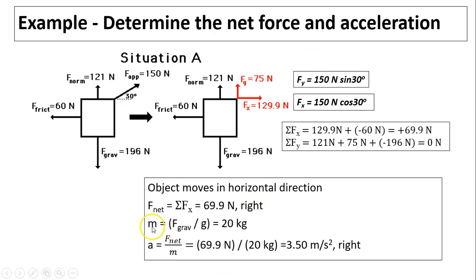How do I find acceleration? Acceleration equals the net force divided by mass. It didn't tell us mass directly, but from gravity, we can find mass. M equals weight divided by g, which is 196 divided by 9.81, which gives us 20 kilograms. Then you use the net force, 69.9, divided by the mass. That gives us the magnitude of acceleration, which in this case is also to the right. Acceleration and net force are always in the same direction.